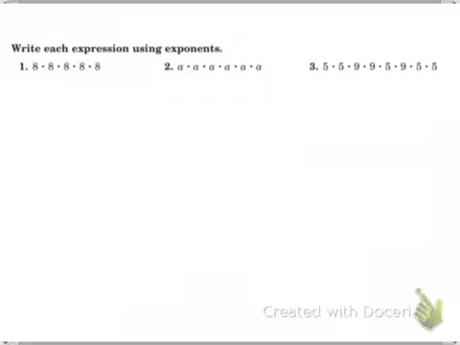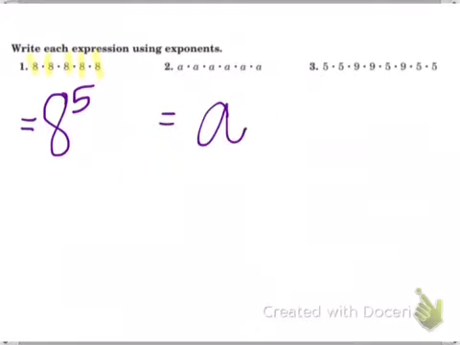Alright, so let's look at some examples. Write each expression using exponents. Immediately looking at number 1, I see that I have 8's. So I know that my base is going to be an 8. Alright, then I'm counting how many I've got. 1, 2, 3, 4, 5. I've got 5 8's, so 8 to the 5th power is going to be my exponent, or my power rather. Alright, so if I look at 2, I see I've got A's repeating, so I know that my base is going to be an A. Trying to find my exponent, 1, 2, 3, 4, 5, 6. There are 6 of them, so A to the 6th power.